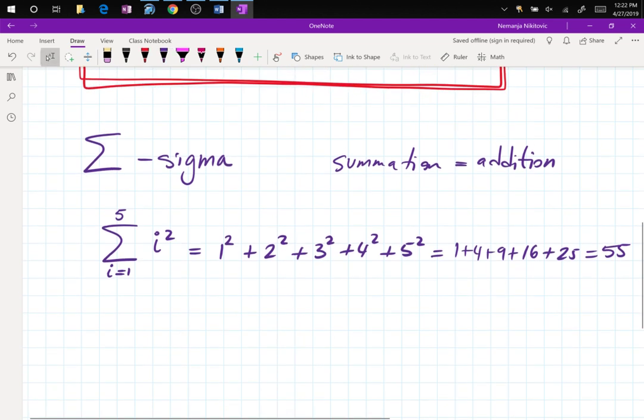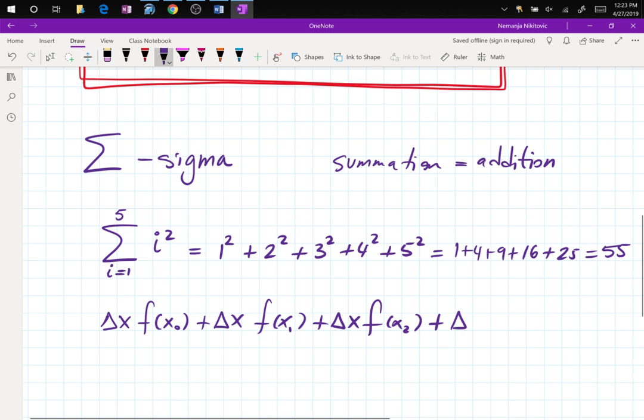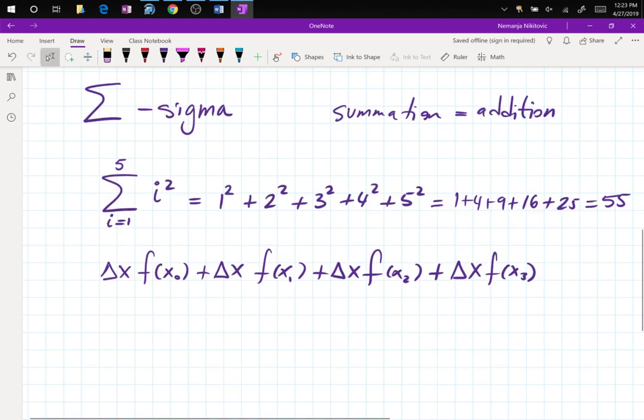Our previous formula was, look at this, delta x f of x0 plus delta x f of x1 plus delta x f of x2 plus delta x f of x3. That's annoying. What I can do is I can factor out delta x, and then all of these f's I can put into f of xi, and then say i is going to start at 0 and end at 3.